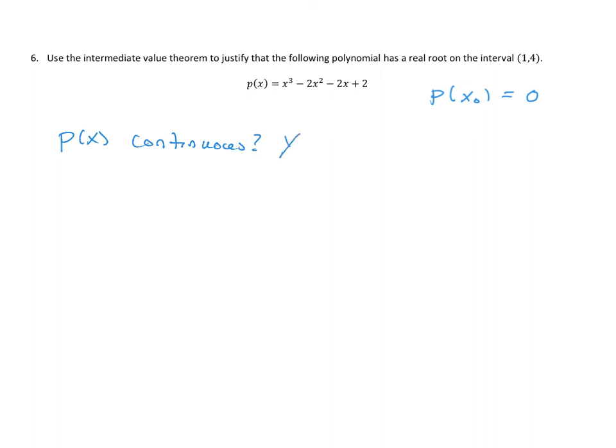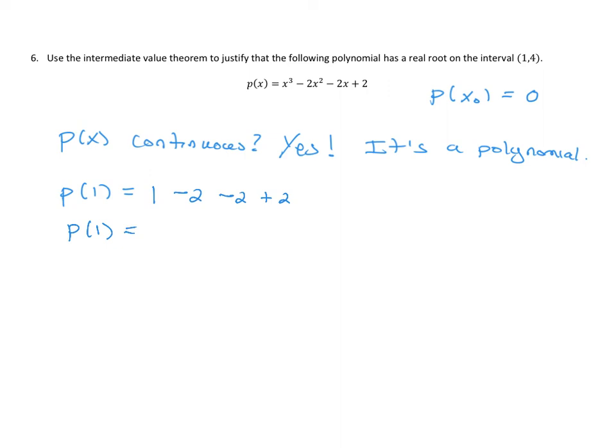And the answer is yes, it's a polynomial, and polynomials are continuous on their entire domains. So it's certainly continuous on this interval too. The next thing is, what's the value of the function at 1? Here we can take the number 1 and put it into this function. When we do that, we get 1 minus 2 plus 2, and this simplifies to negative 1.